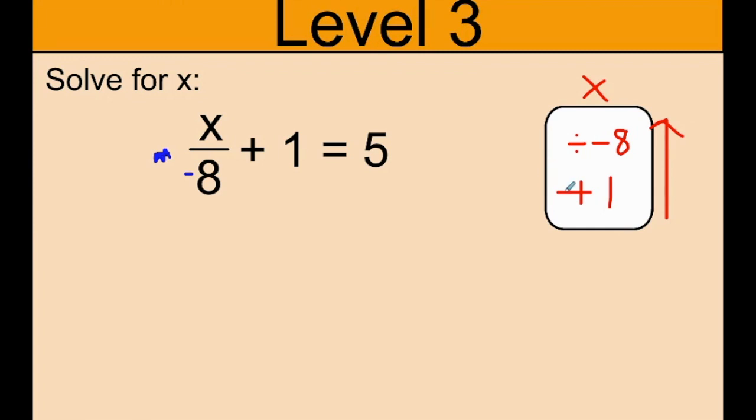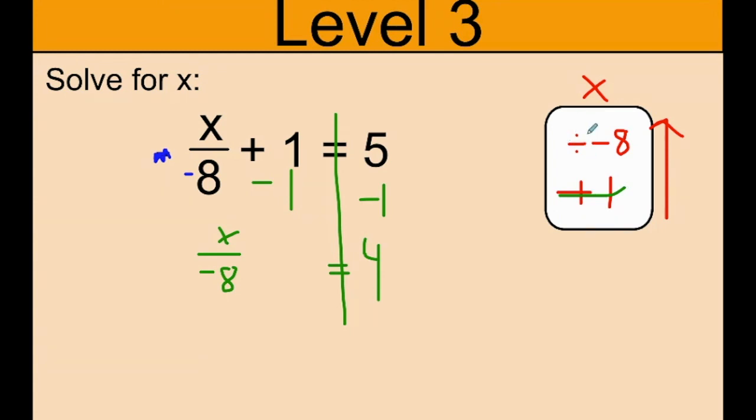And we're going to go ahead and do the opposite operations backwards. Plus 1, the opposite of that is -1. So x over -8 equals, wow, I'm not doing this very pretty. 5 minus 1 is 4. Okay, so we're done with that one.